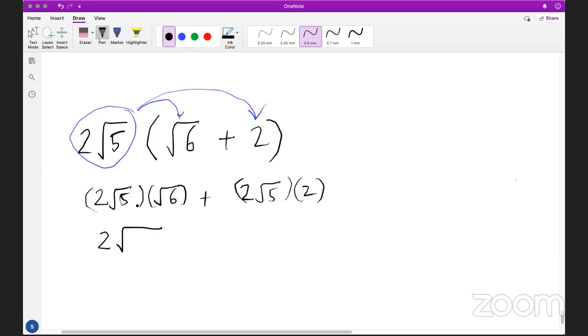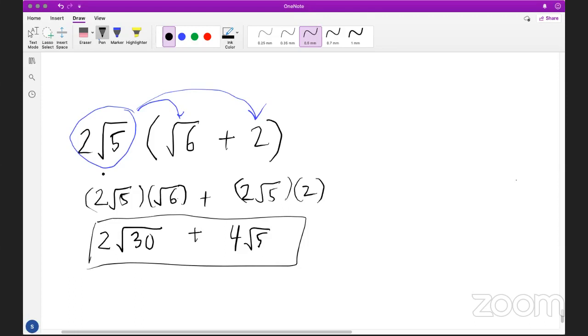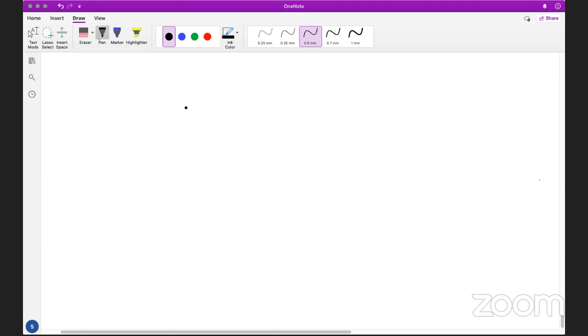Plus, how about this one? May constant tayo, 4, and then square root of 5. Masisimplify pa ba to? Hindi na. So this is already the final answer. So pag nakita kayo ng ganito, i-distribute nyo lang siya. Distributive property.